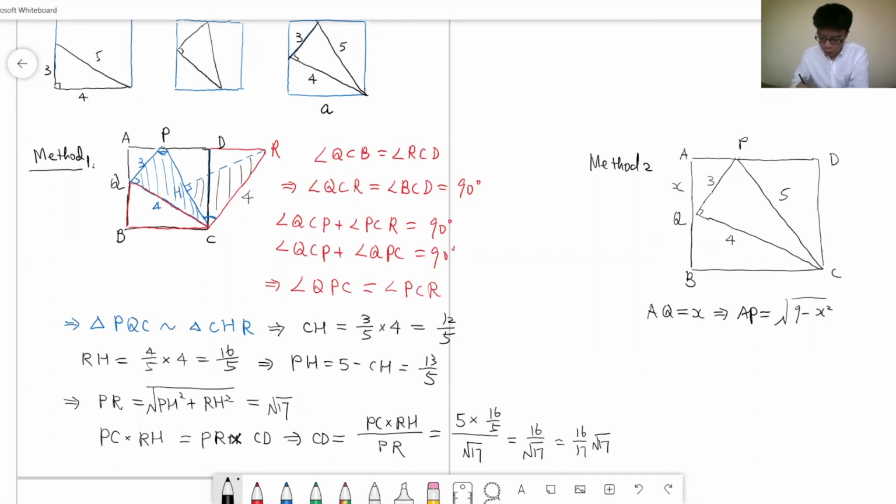All right, we know that triangle QAP is similar to triangle CBQ. Let me mark here, square root of 9 minus X squared. So we can use this, the ratio between the sides is 3 to 4, because the hypotenuse is 3 and 4. So that means we can find the side, okay, QB. QB is 4 over 3 times AP, which is 4 over 3 root 9 minus X squared.